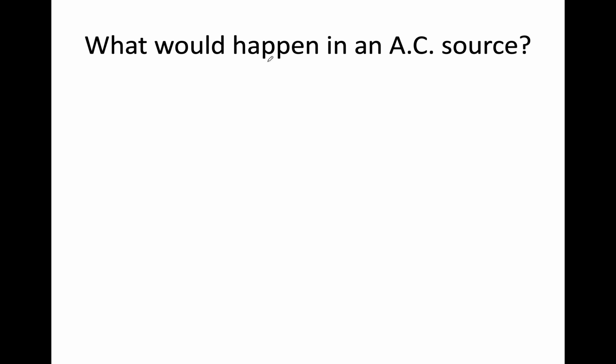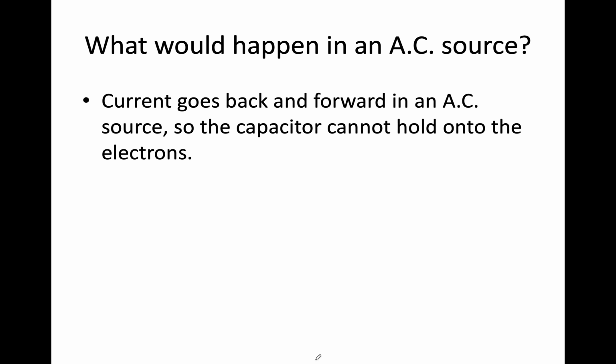Okay, so in an AC source, it's a little bit different, just out of interest. What happens in an AC source? The current goes backwards and forwards. If I was to use an AC source, and here is my battery, and that is my capacitor, and doing this, the current will flow this direction, that's fine. The charge will start to build.